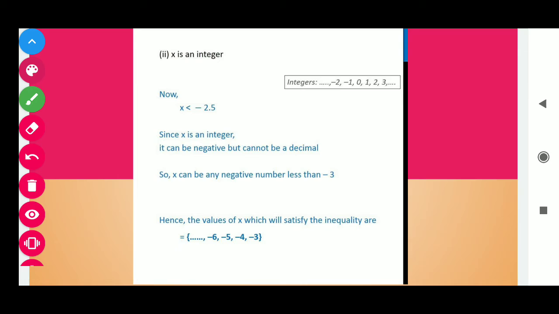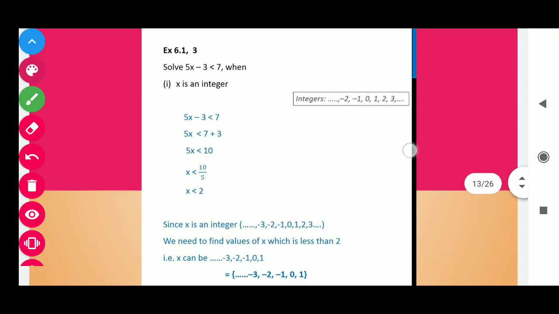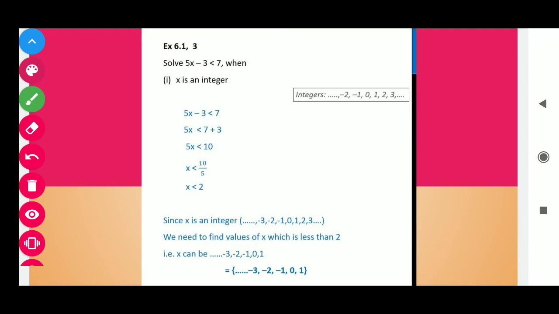So students, in this way we have completed this question. Now here we have question number 3rd. Solve 5x - 3 < 7 when x is an integer. Students, this is a similar question to what we have discussed earlier. Integers are the numbers positive, negative and including 0. 5x - 3 < 7, and -3 taken to the right hand side, we get 5x < 10.